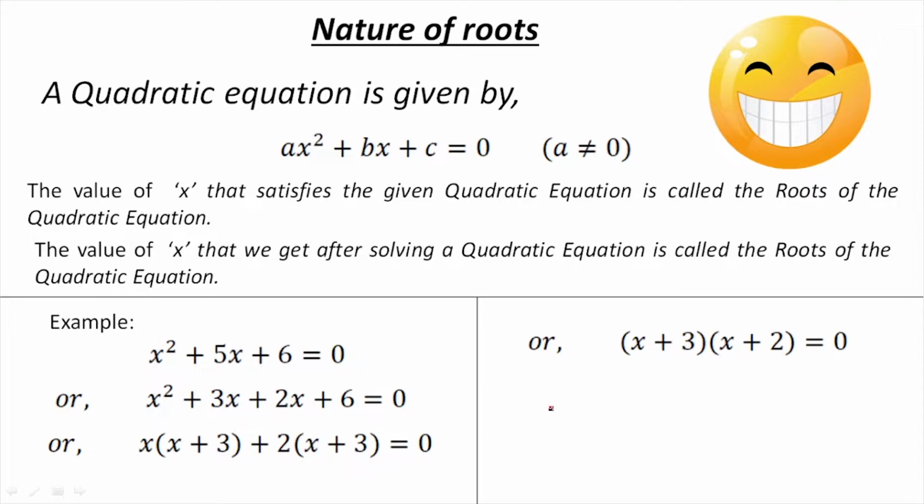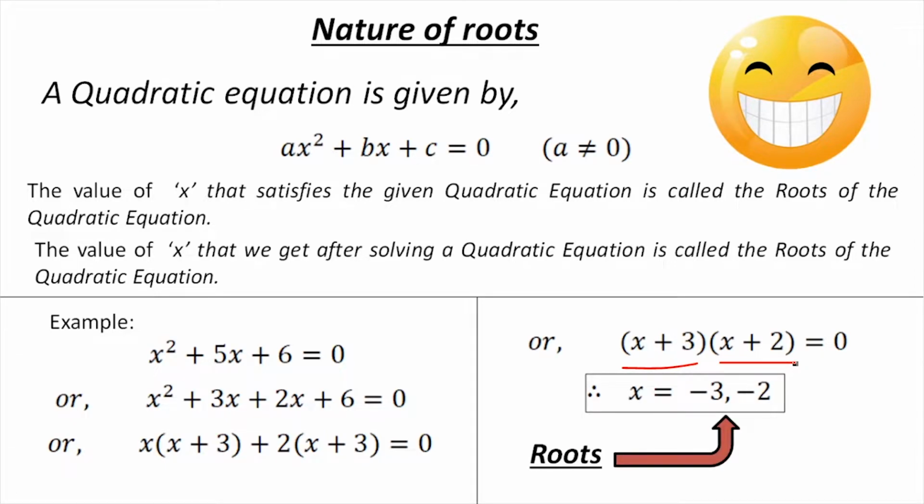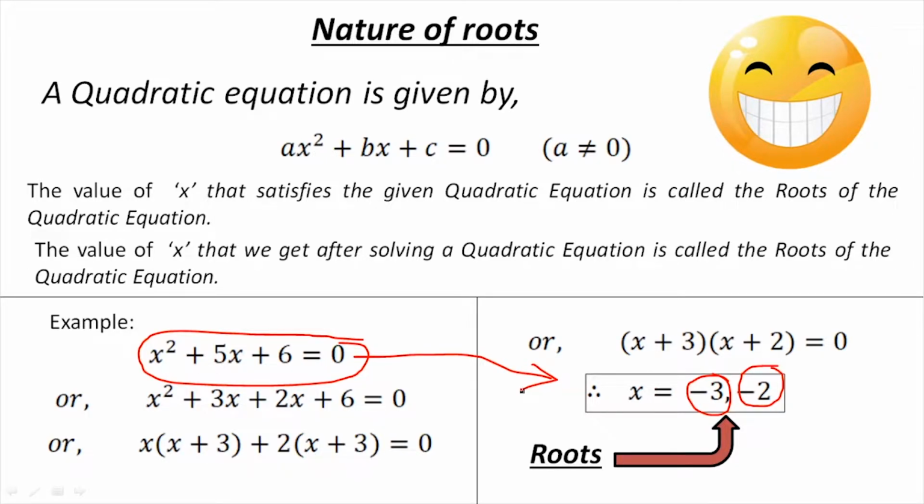So we'll do either-or: either x plus 3 equals 0 or x plus 2 equals 0, and after that we get the values of x, which are minus 3 and minus 2. These are known as the roots of the quadratic equation x square plus 5x plus 6. So for the quadratic equation x square plus 5x plus 6, minus 3 and minus 2 are the roots.